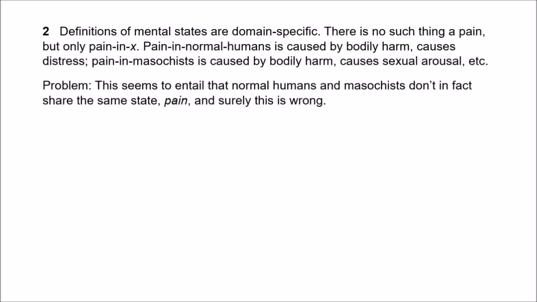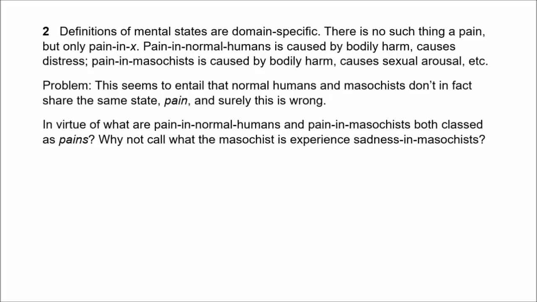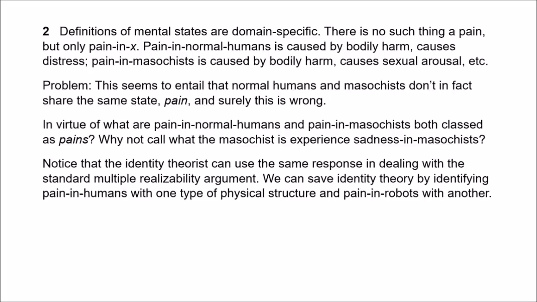So one way to make this problem clear is to say, in virtue of what are pain in normal humans and pain in masochists both called pains? Why do we class them both as pains? Why call what the masochist is experiencing pain in the masochist rather than something else? Why not call it sadness in the masochist, or surprise in the masochist, or whatever? We need to know what unites these two things as both being pains, and this doesn't give us an answer here. Interestingly, notice that the identity theorist can use the same response when dealing with the standard multiple realizability argument.